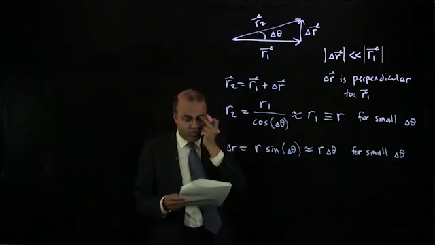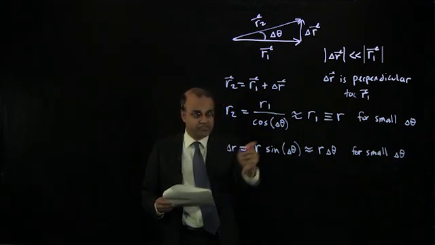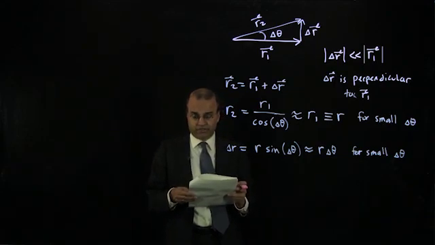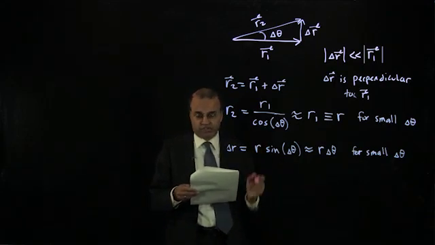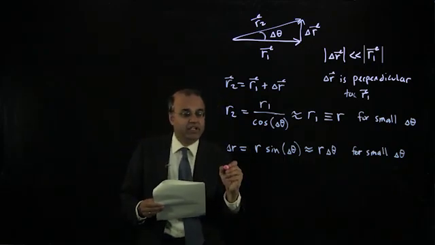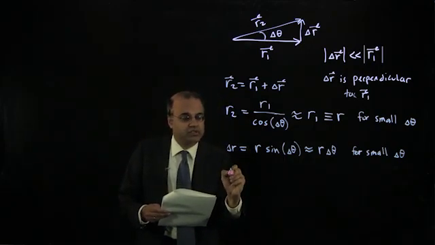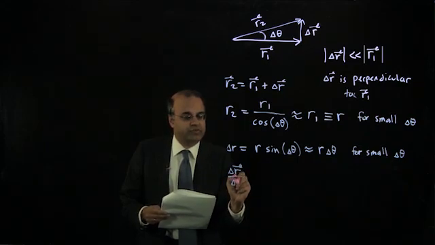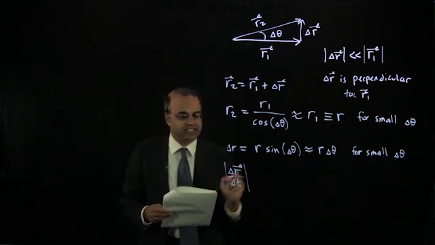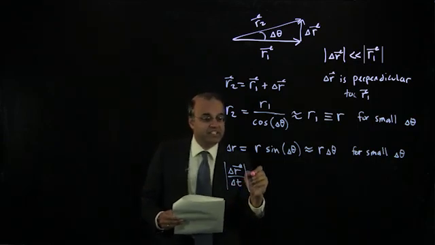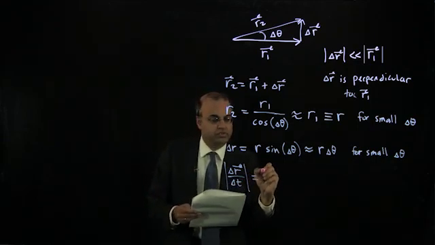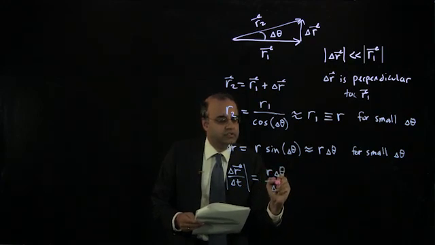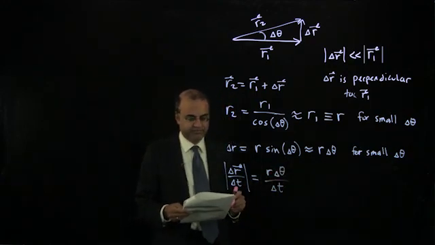So now if I divide this last equation by delta t, a small time interval in which this rotation is happening, then I write this as delta r vector divided by delta t, and I take the magnitude of that. That is equal to r delta theta divided by delta t.